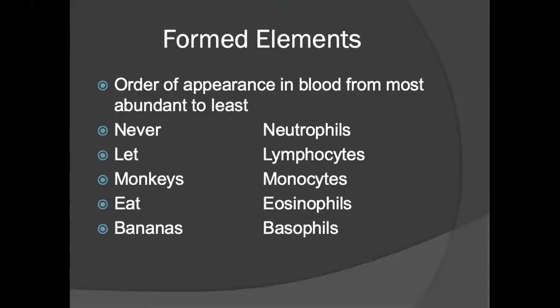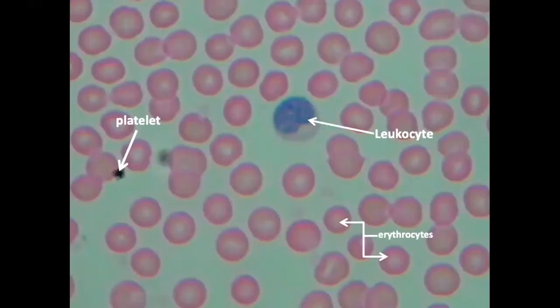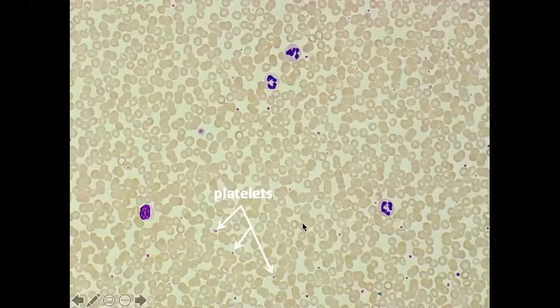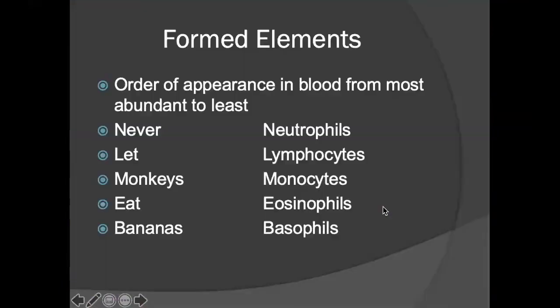All right. Now looking at the leukocytes, these things here, and what we're seeing is there are going to be several different types. They all have a nucleus, and that's what's staining there. So you'll need to know these in order of their appearance. So never let monkeys eat bananas. So that's your appearance from most abundant to least abundant. So the neutrophils, lymphocytes, monocytes, eosinophils, and basophils.